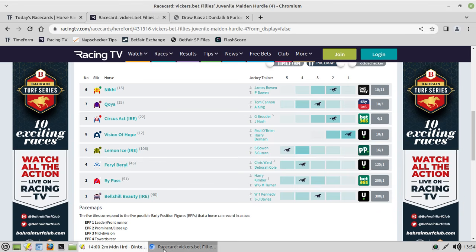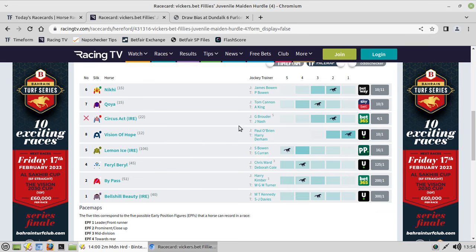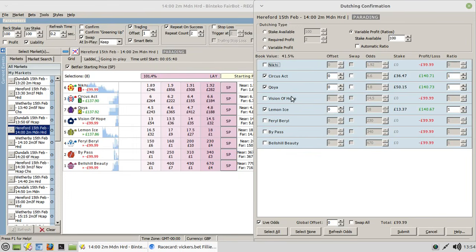I don't like the idea of that short price favourite. However, what I think we'll do, just for the purposes of the video, we'll look at these three, I should say, and this one we'll put an insurance bet on it. So that's Circus Act. So essentially, it's the front two in the market. Yeah, let's do it that way.